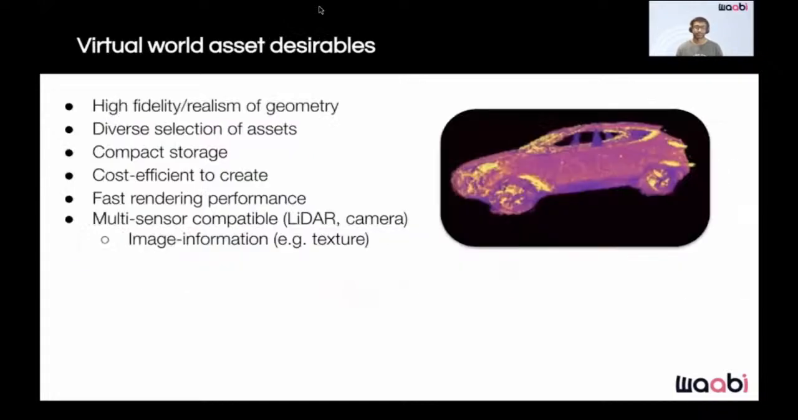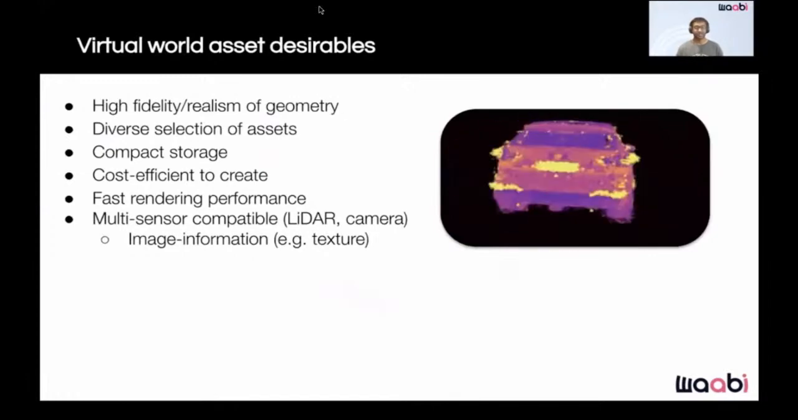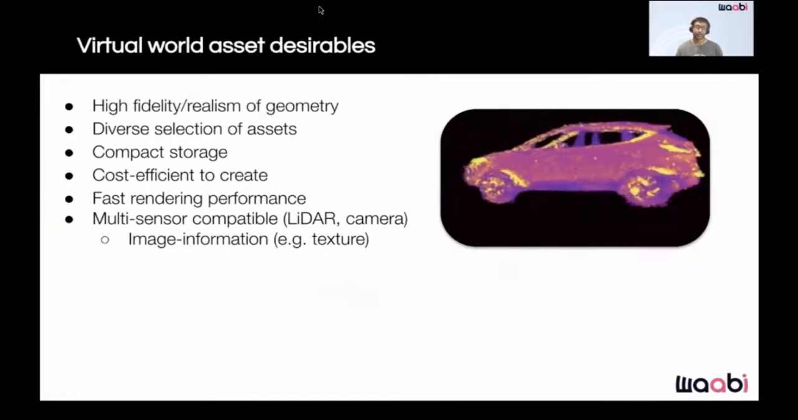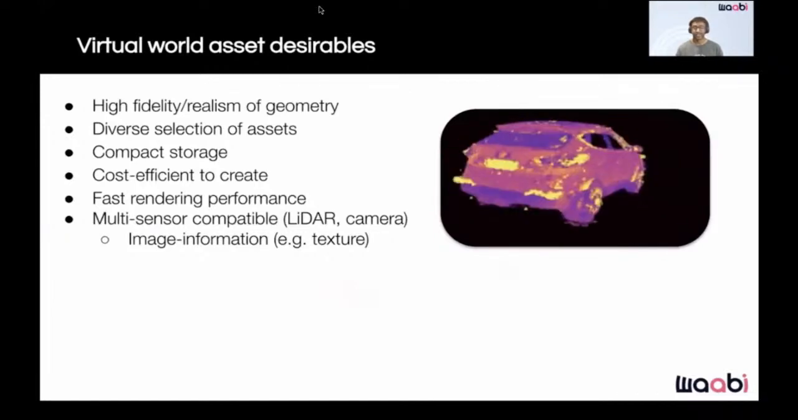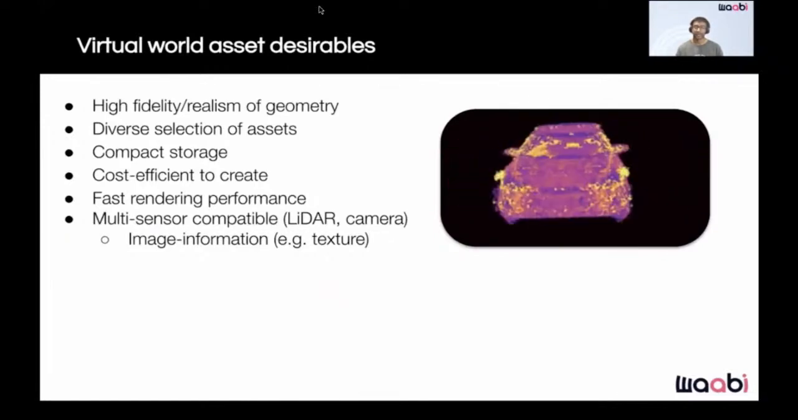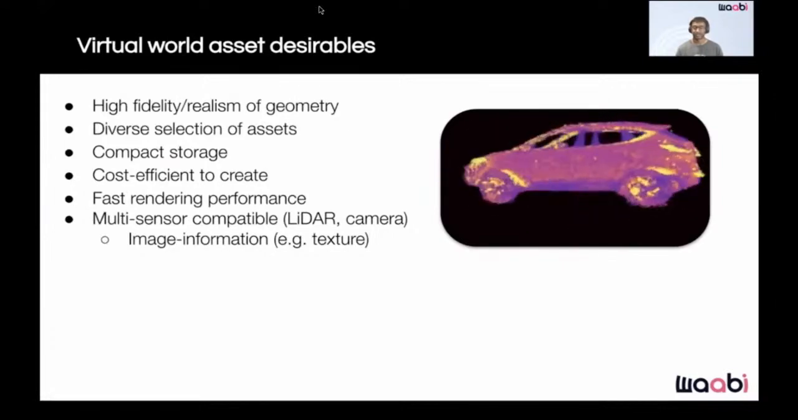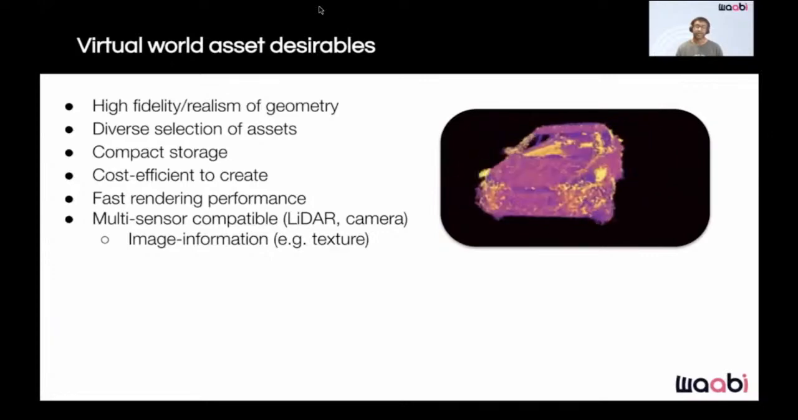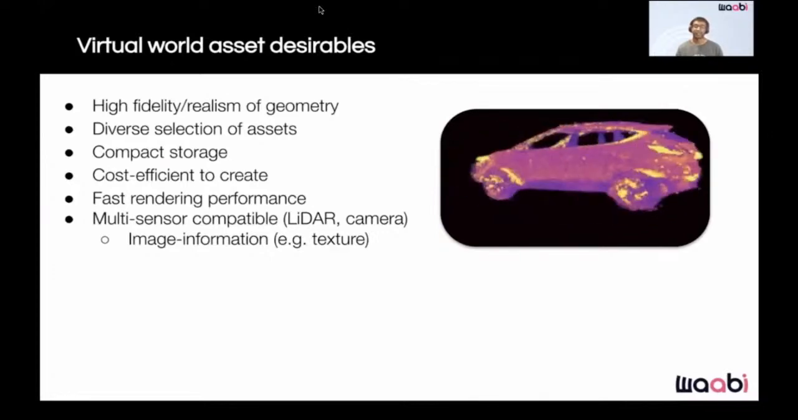But first, let's take a step back and ask ourselves, what are the desired properties we would like in our assets for the virtual world? Our assets should have accurate geometry and have high fidelity with the real world assets to enable accurate sensor simulation. And our asset library should also be large and diverse so that our virtual world will allow us testing of billions of possible unique scenarios.